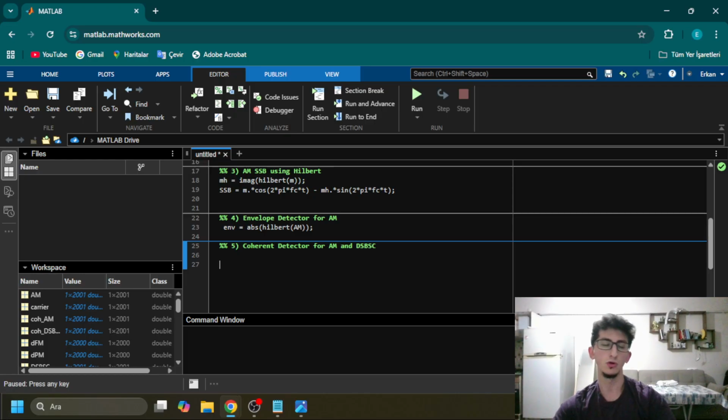Both AM and DCB-SC signals are multiplied with the carrier again for demodulation. After multiplication, a low-pass filter removes the high-frequency components, recovering the original message signal. So we need to define some other parameters in our step.